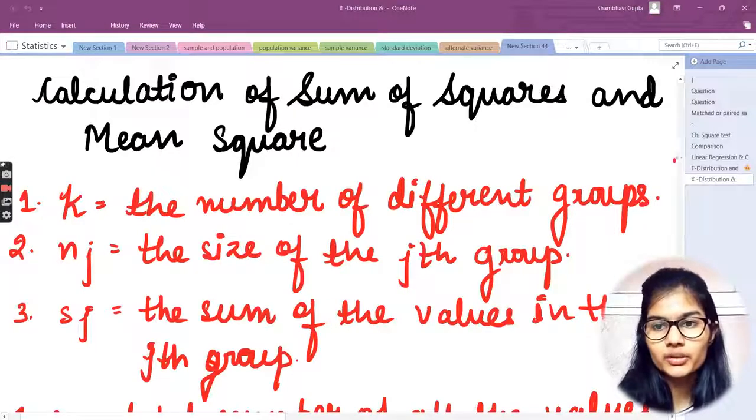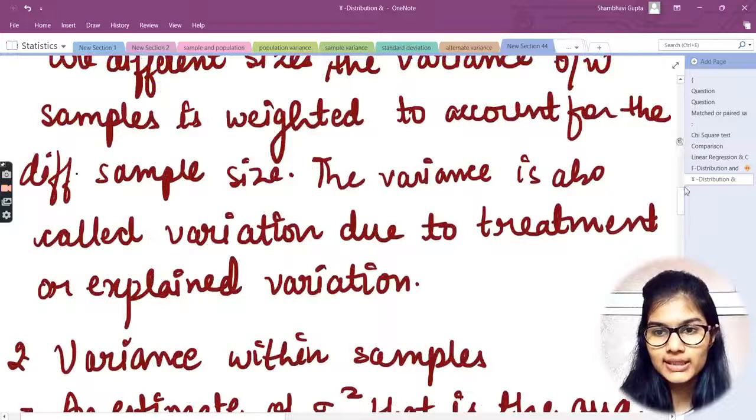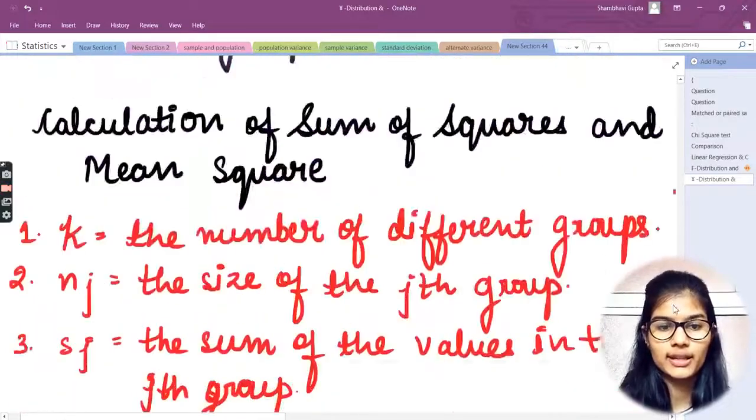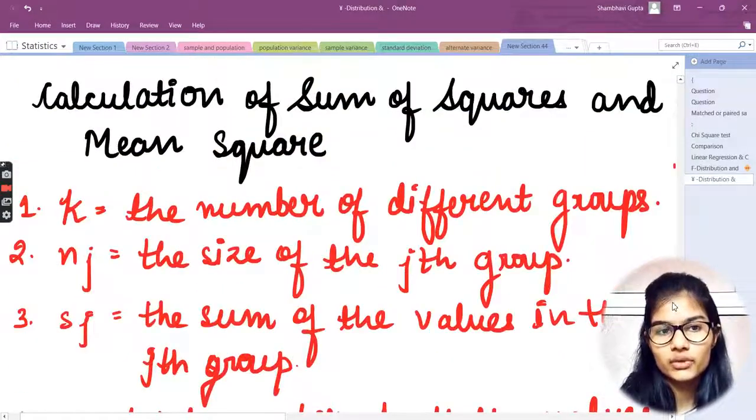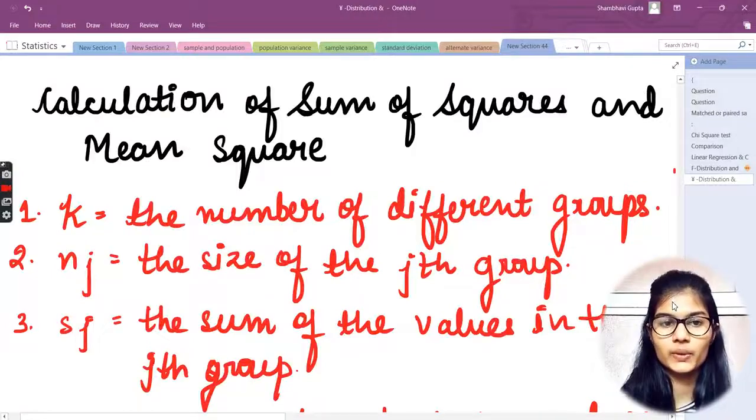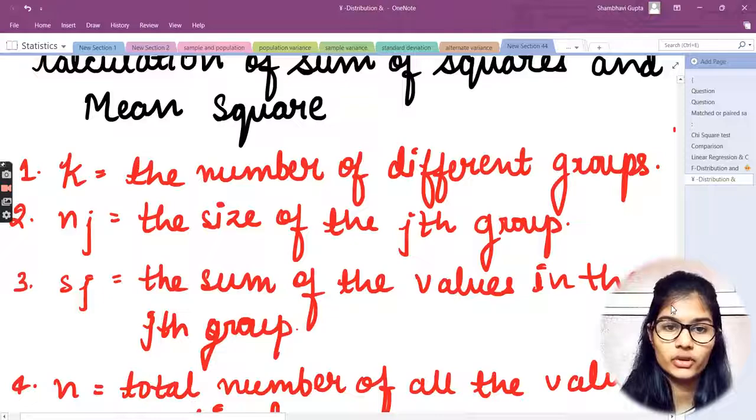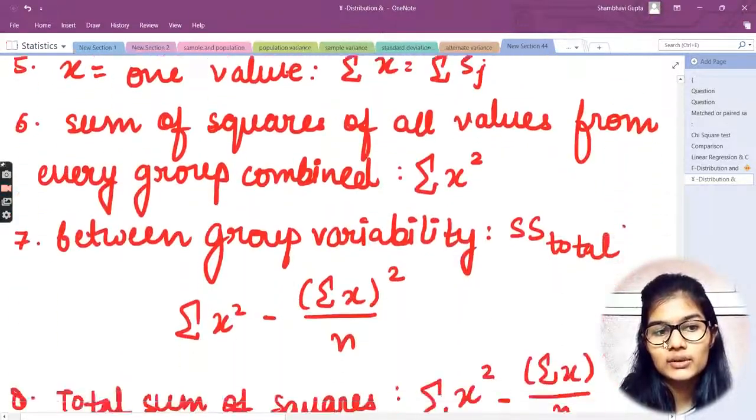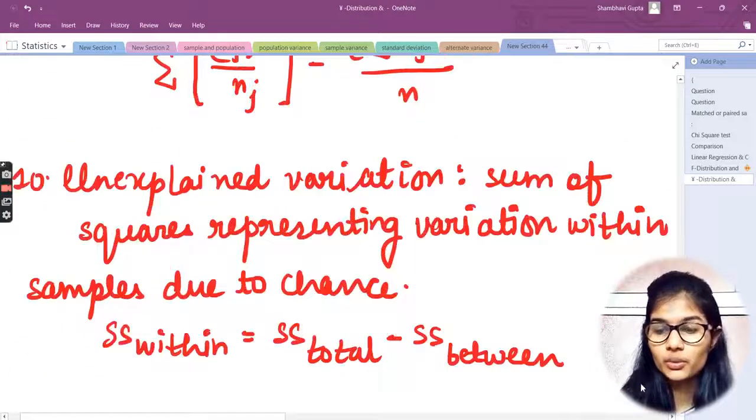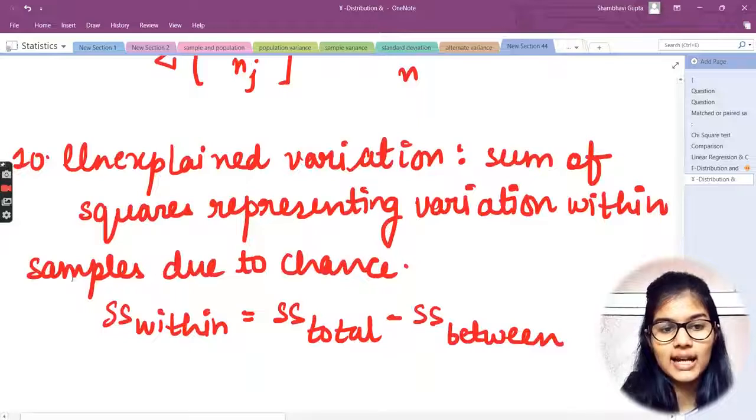So we were going on with the discussion for the calculation of sum of squares and the mean square. On that, we had seen several parameters. I will not give you a revision of that right here. We'll be discussing that at the last.